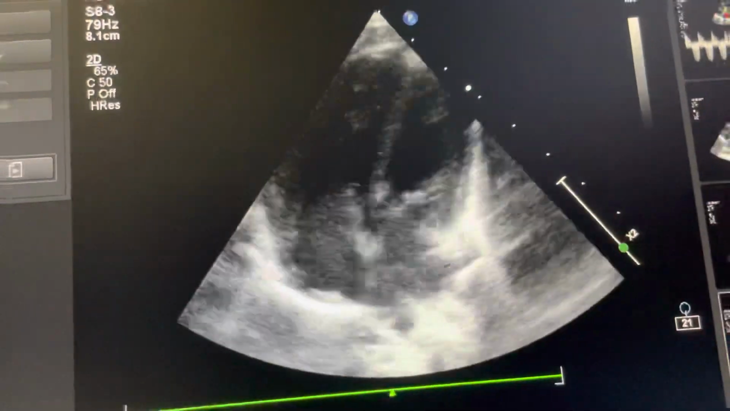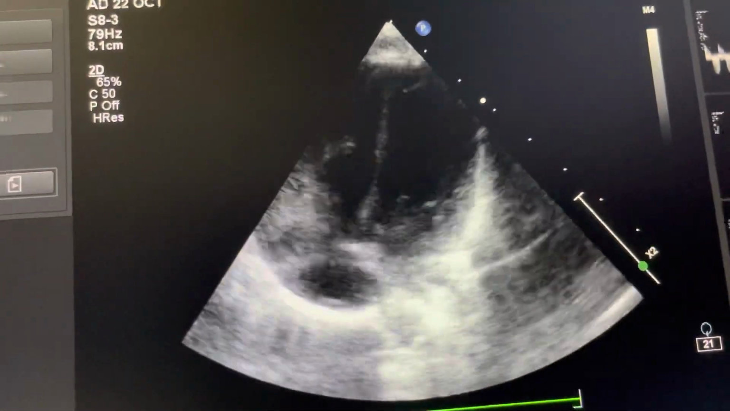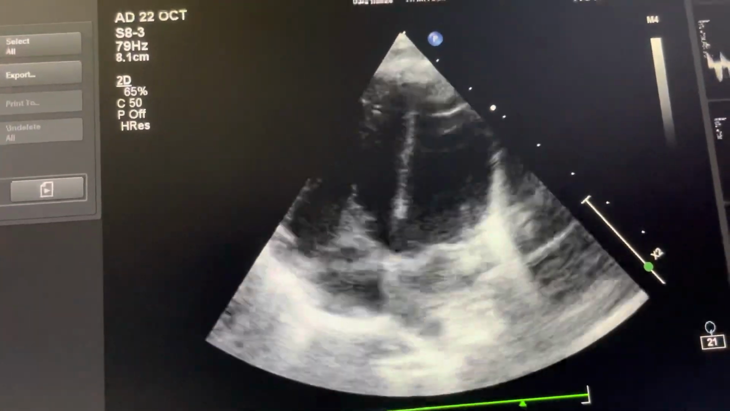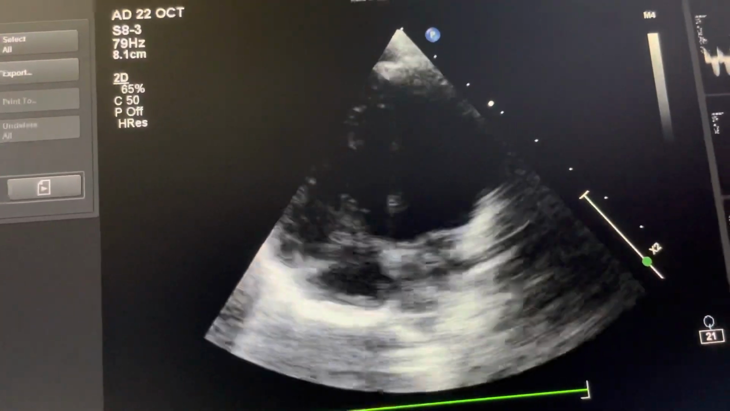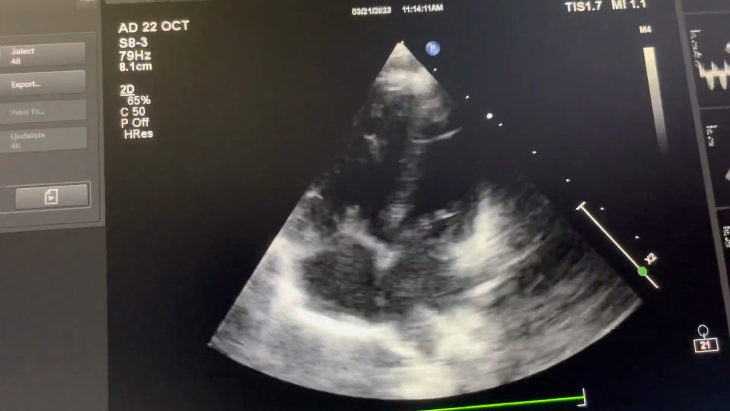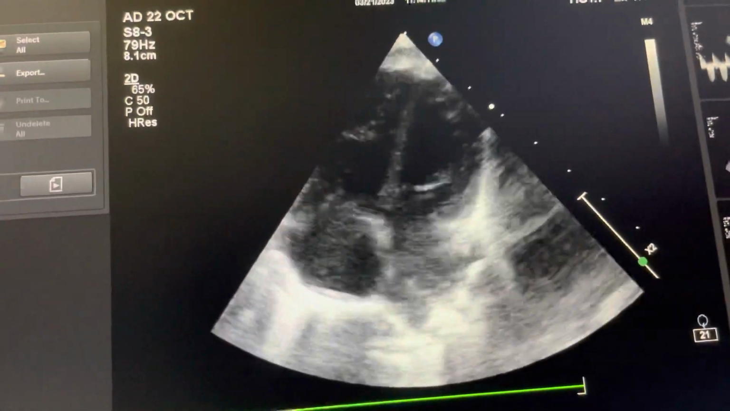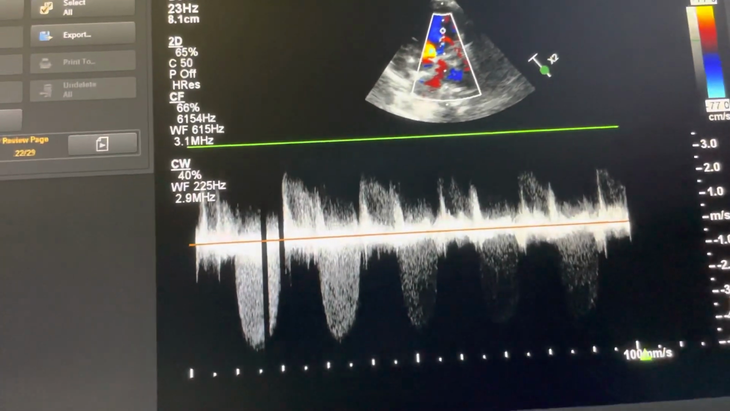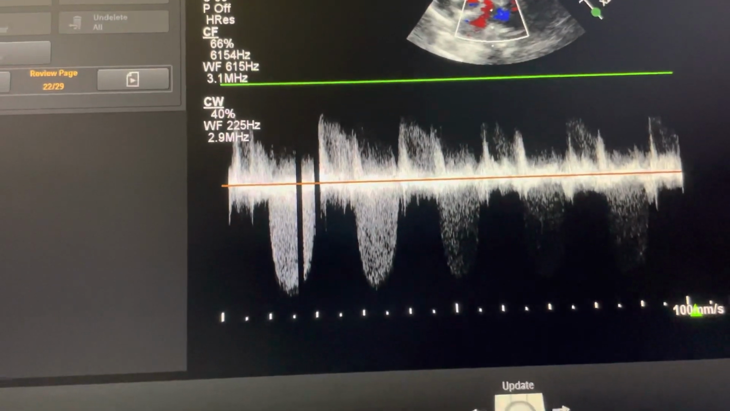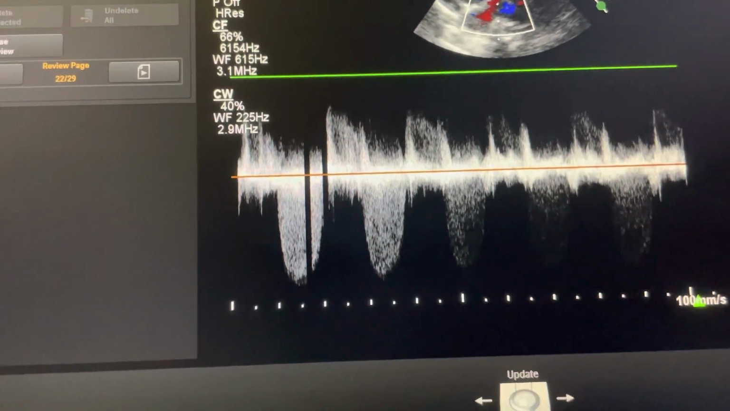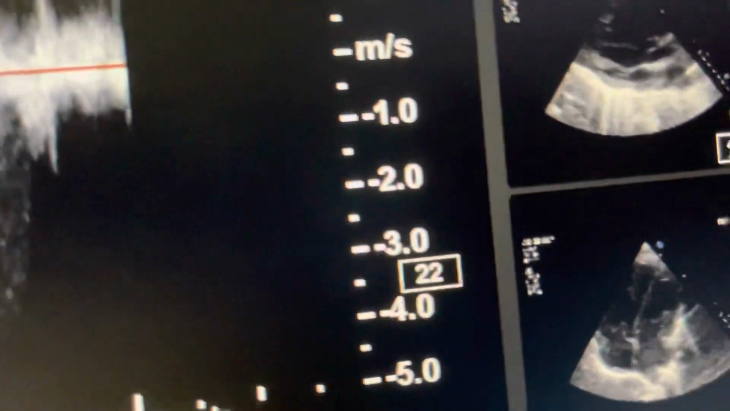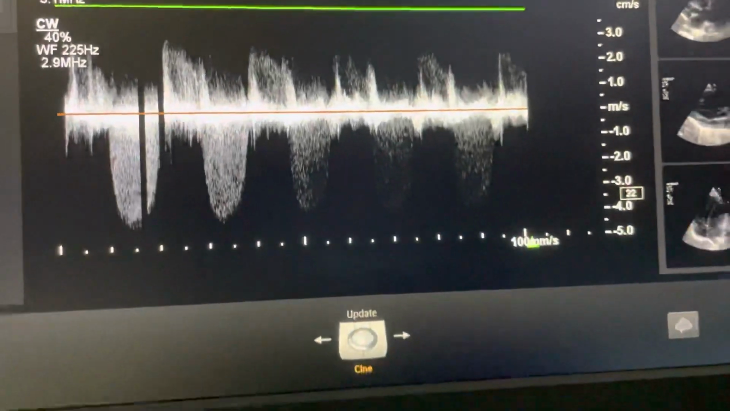This is the four chamber view. In this image, you see the RV has more diameter compared to the left side. I mean RA and RV are dilated. This is the flow across the pulmonary valve. Significant stenosis. You can see the velocity.